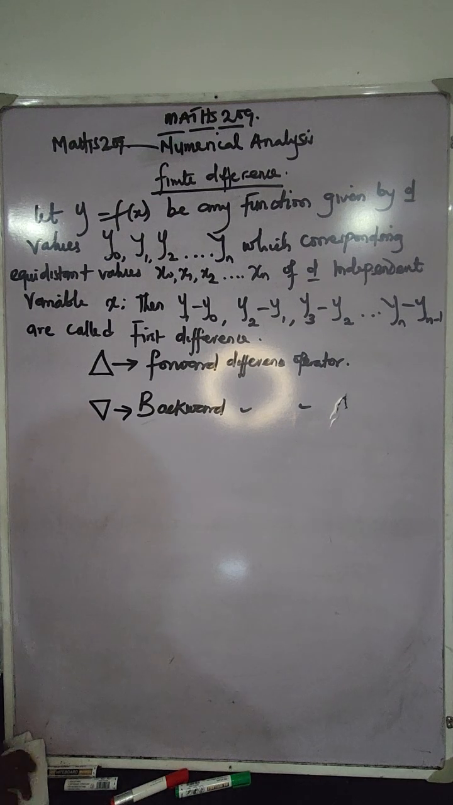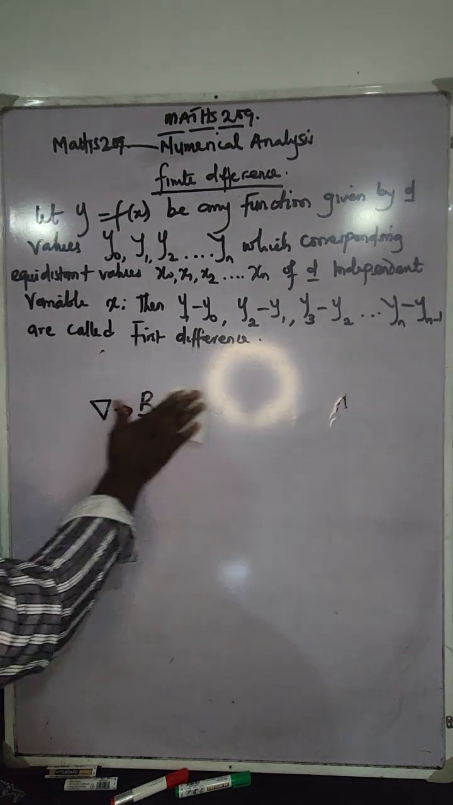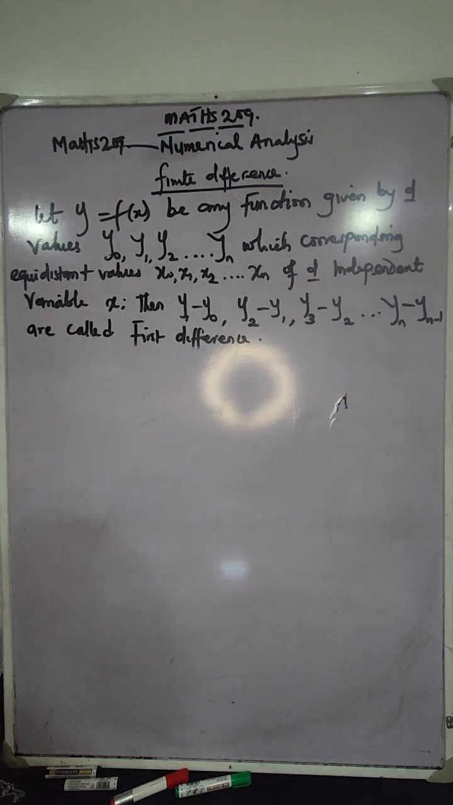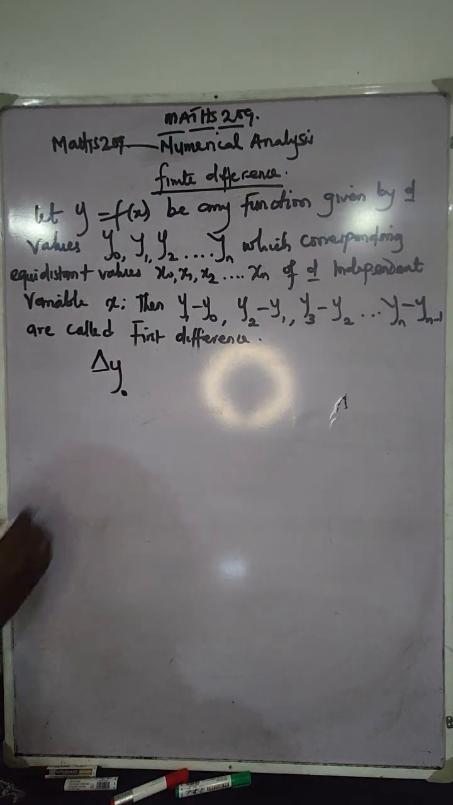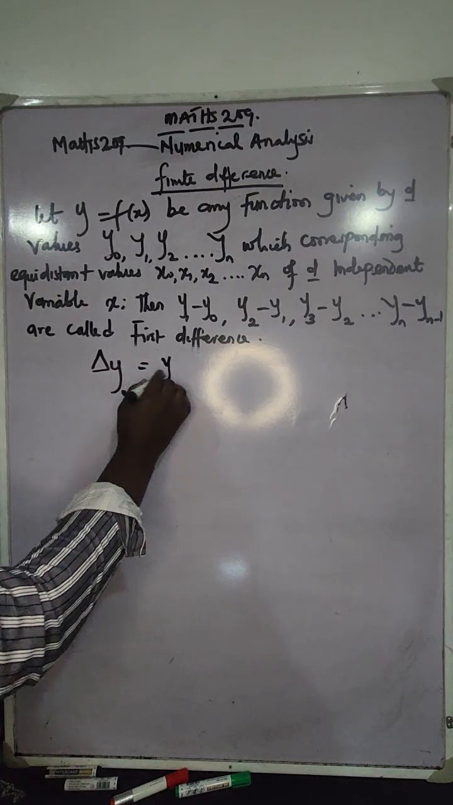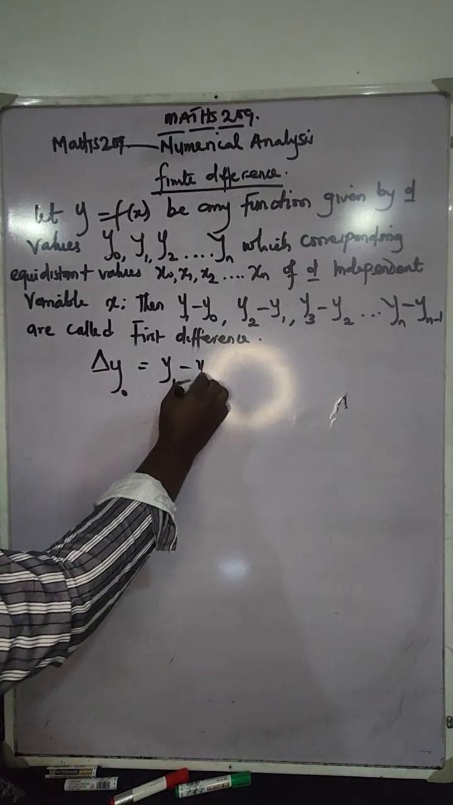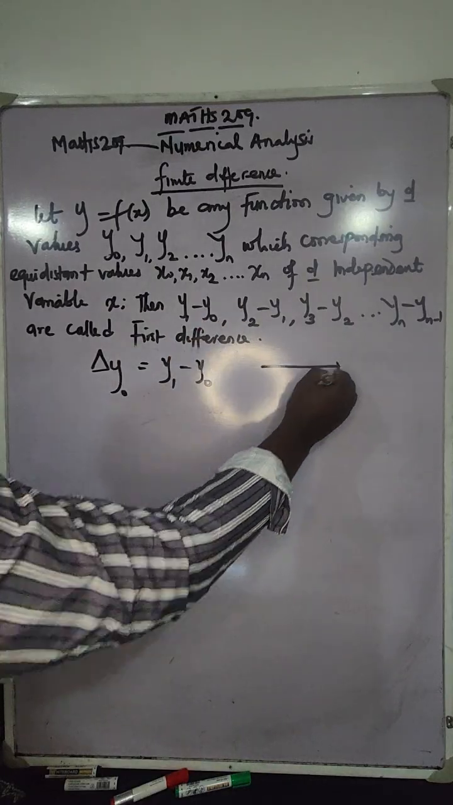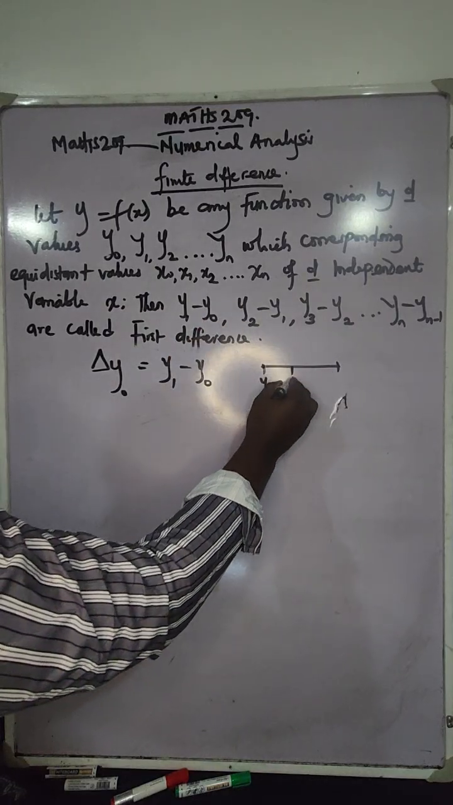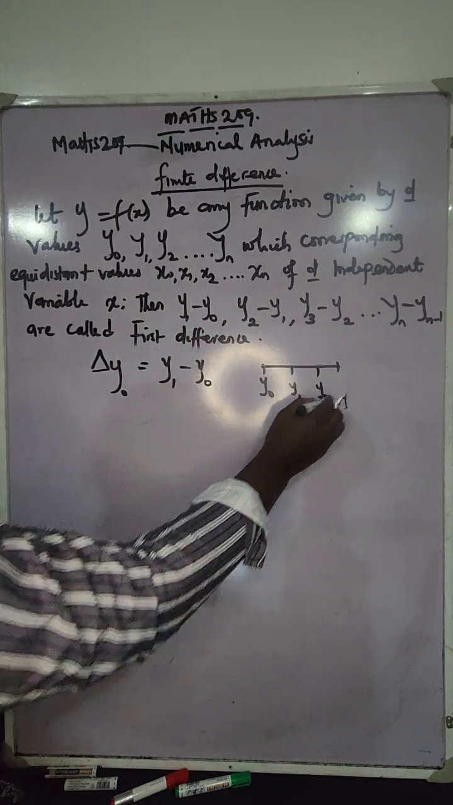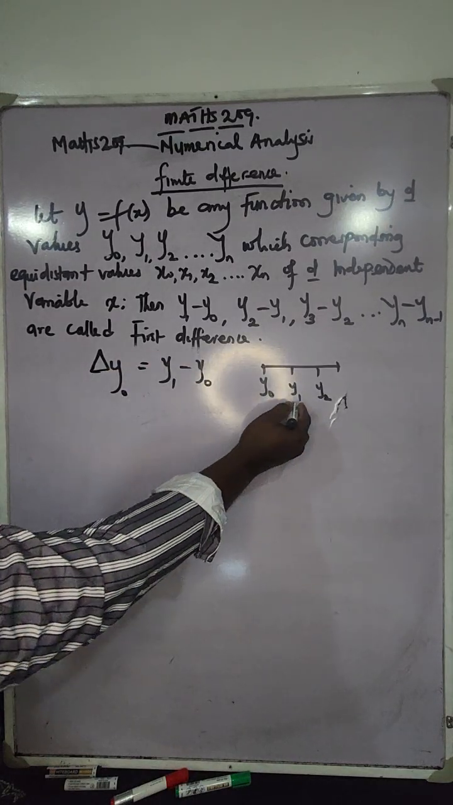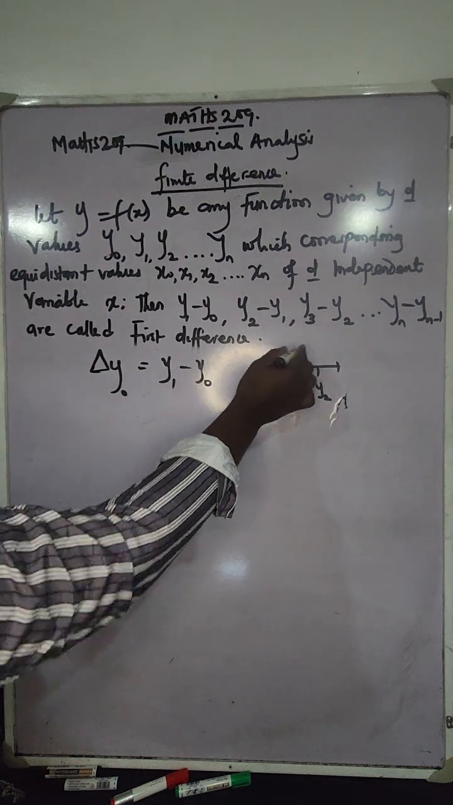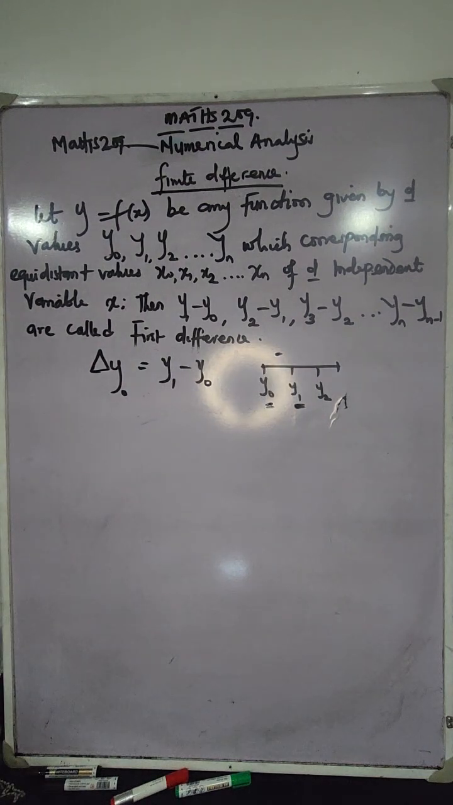Now, this operator: if I say what is the forward difference of y0, what I'm simply saying is that where we are going to, y1, minus where we are coming from. So assume that we are on the number line and you call this place y0, this place y1, this place y2. The forward difference of y0 will be where you are going to, y1, minus where you are coming from, y0. Is that clear?